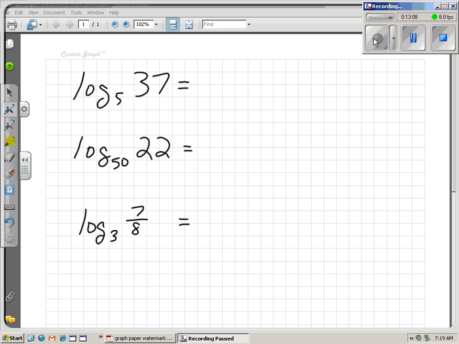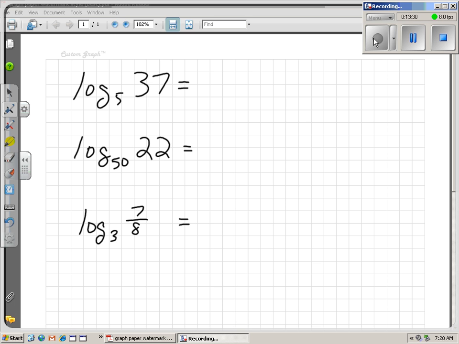Okay, and the last thing I want to show you is a little practice with change of base formula. So we have 3 logs here that we cannot calculate on the calculator. But if we use the change of base formula and change their base, like the first one, we're going to change it from base 5 to base 10. Second one, we're going to change it from base 50 to base 10. And the third one, we're going to change it from base 3 to base 10. All so that we can calculate these on the calculator.